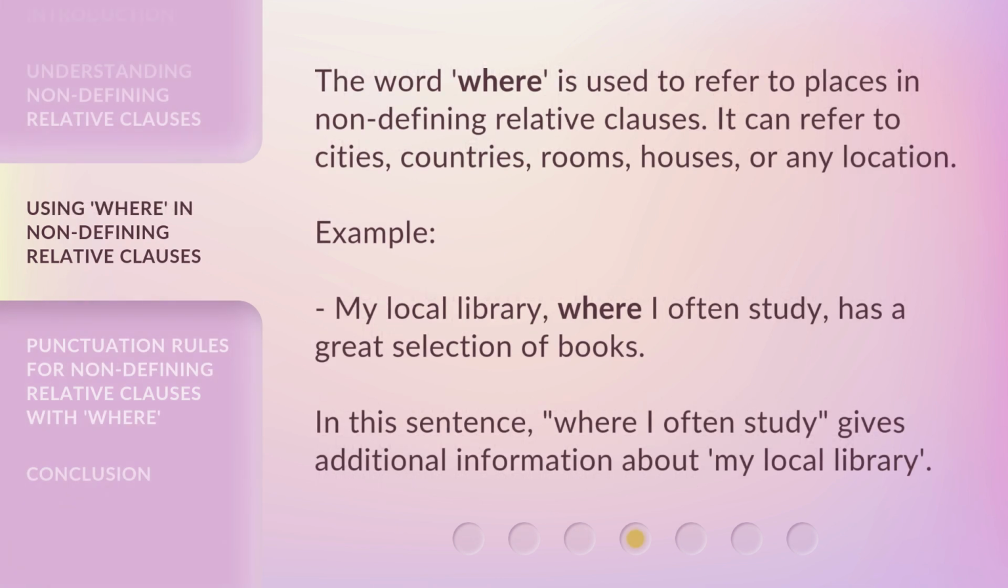The word where is used to refer to places in non-defining relative clauses. It can refer to cities, countries, rooms, houses, or any location. Example: my local library, where I often study, has a great selection of books. In this sentence, where I often study, gives additional information about my local library.